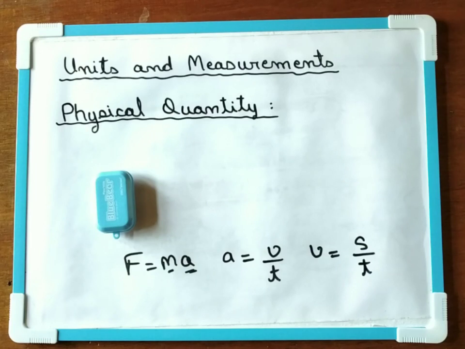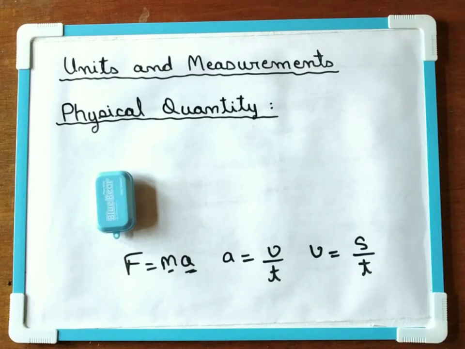Now these quantities which we can measure directly or indirectly are known as physical quantities. Okay, so physical quantities are quantities in which the laws of physics can be expressed and which we can measure directly or indirectly. For example, force, mass, acceleration, velocity, time, displacement, all these quantities are called physical quantities.